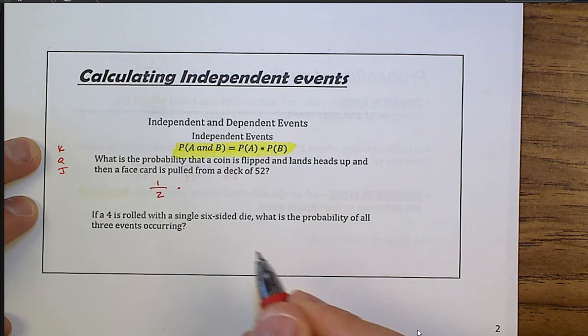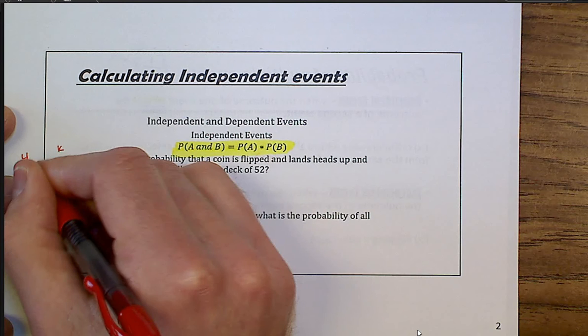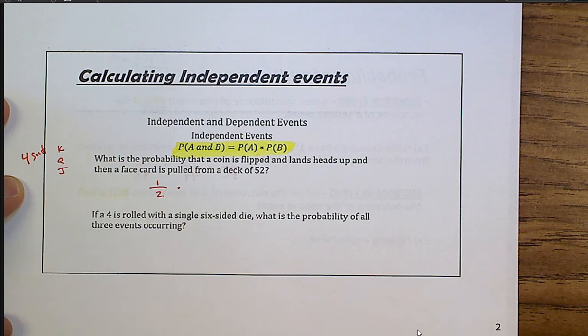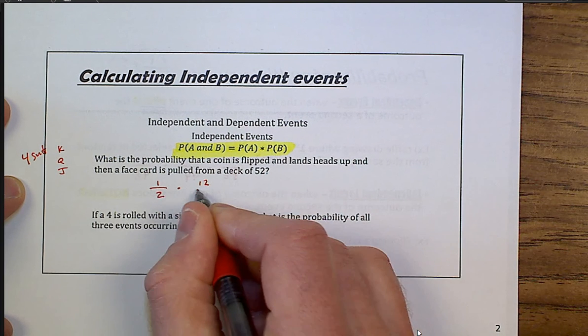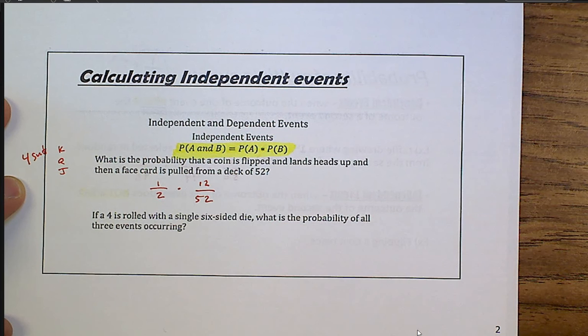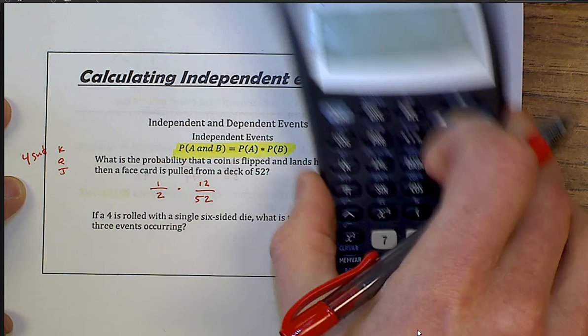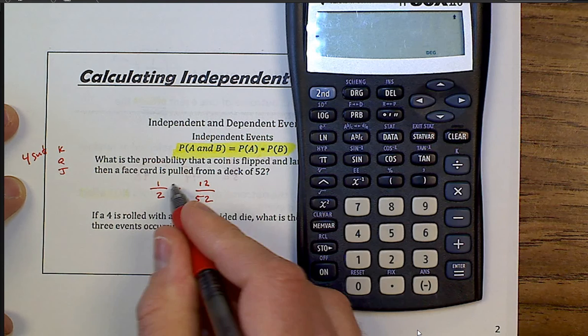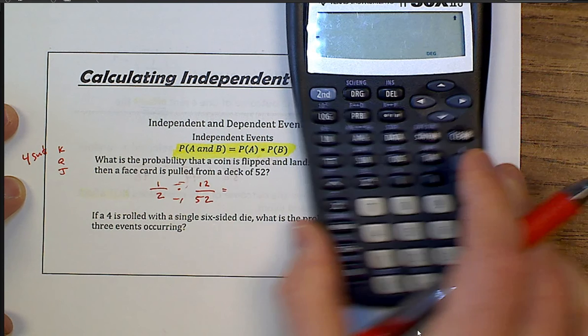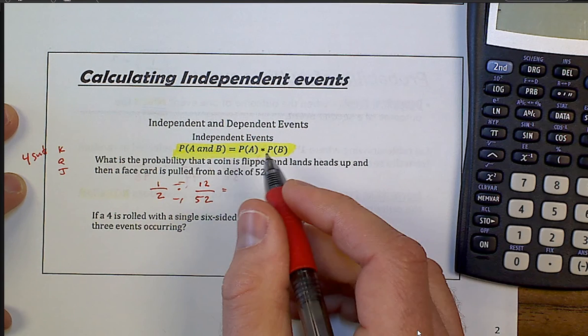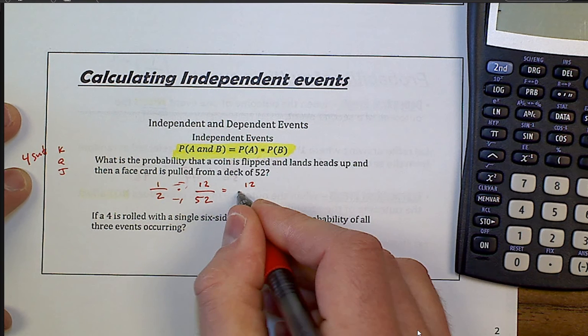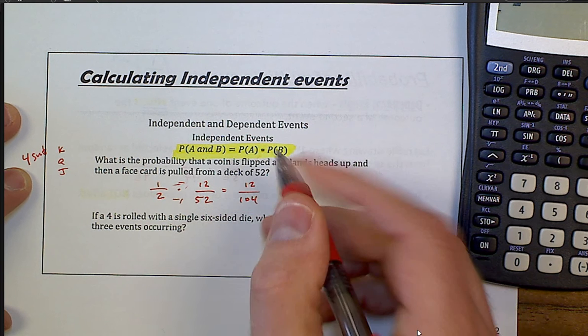So there's 3 face cards, there's 4 suits. So you have 4 times 3, which is 12. So the chances of you pulling a face card would be 12 out of 52. And so what we'll do is just take our calculator out and multiply straight across. Really don't need a calculator yet, but we basically have 12 over 104, okay? So there's a 12 in 104 chance.